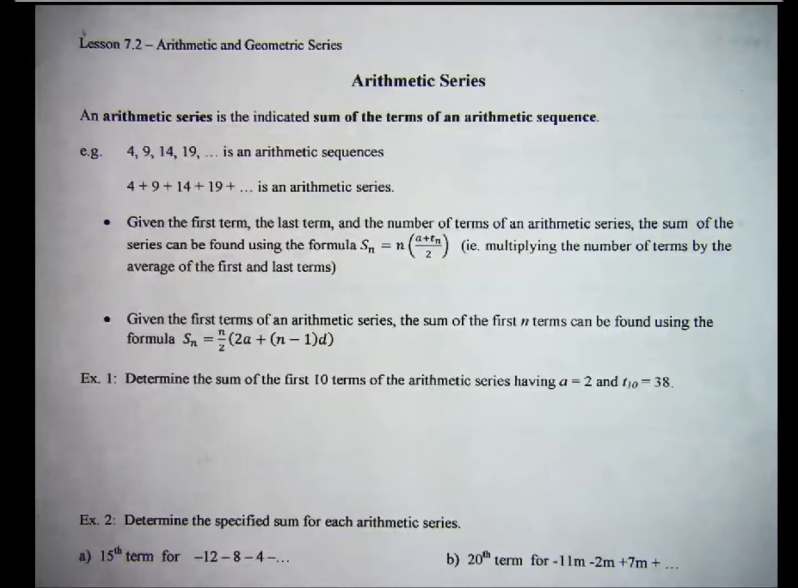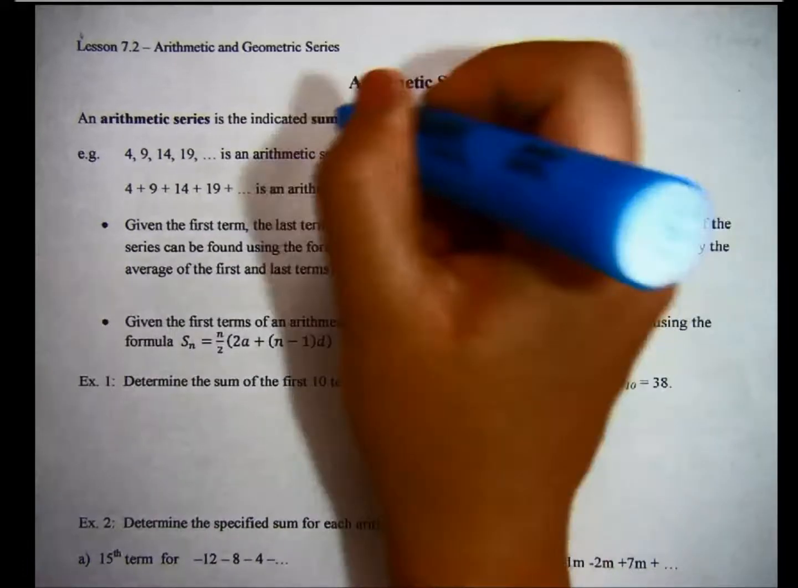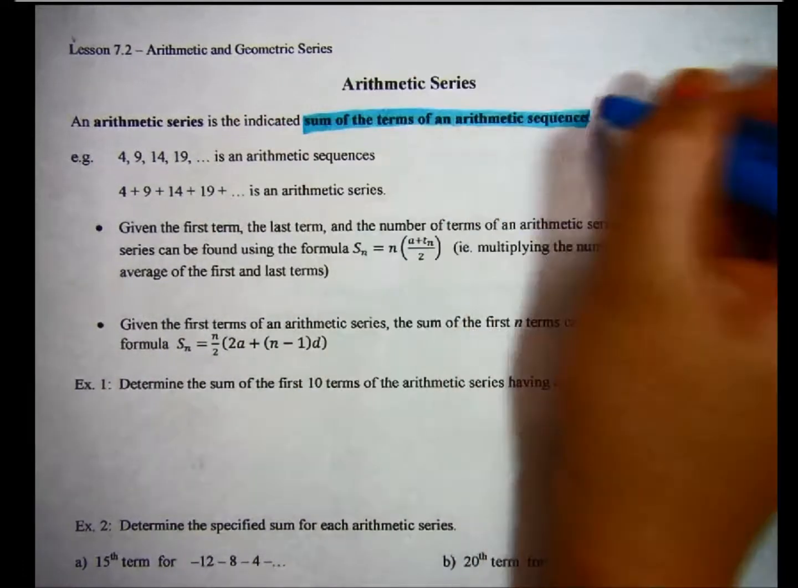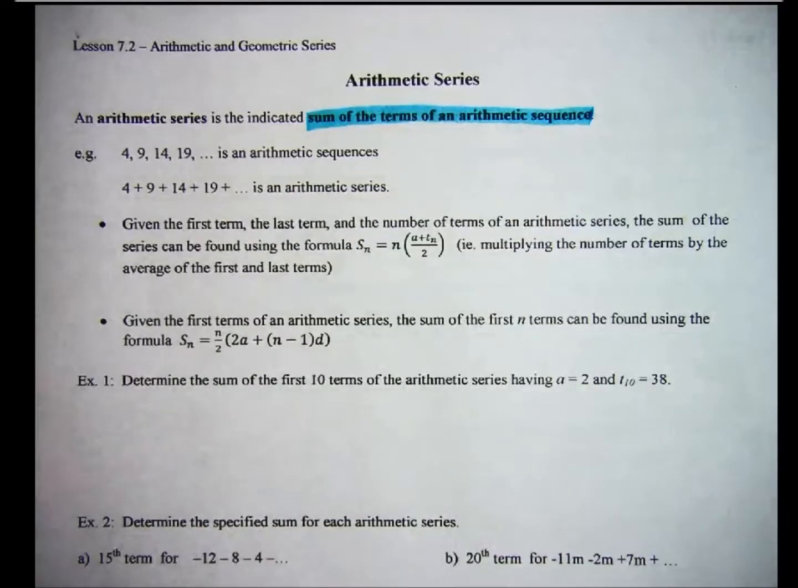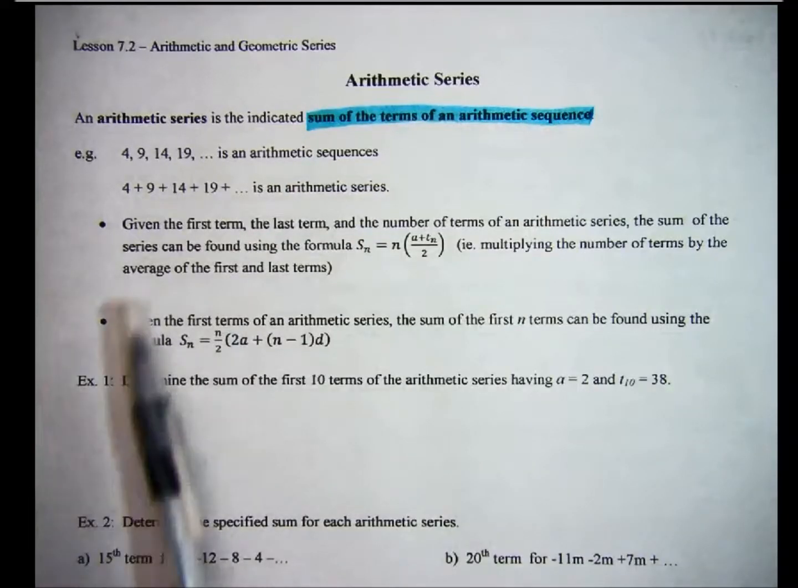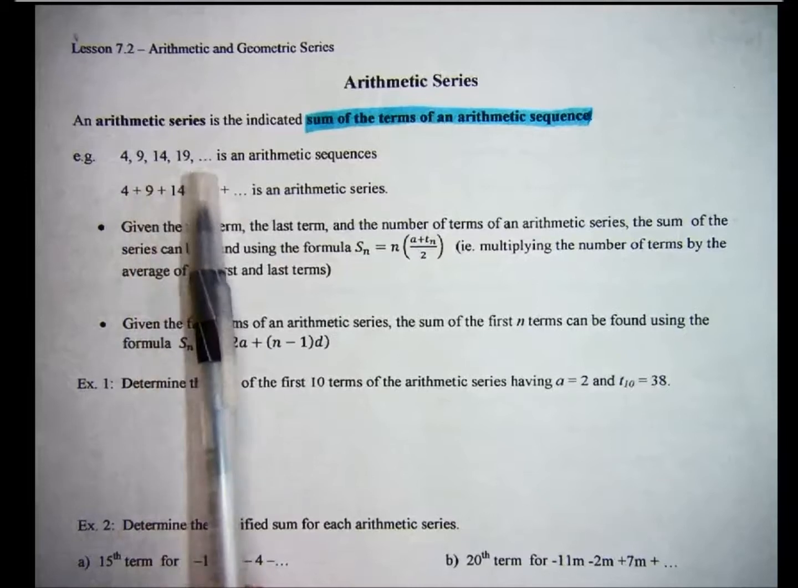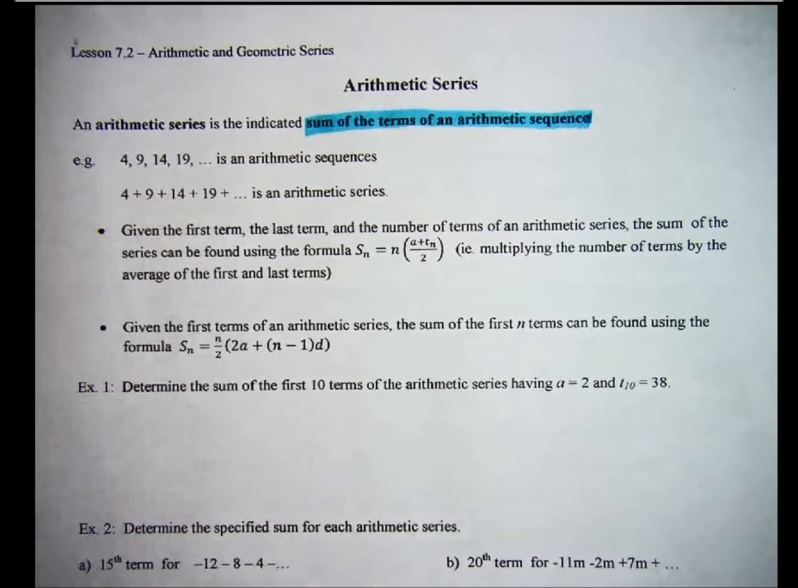Today's lesson is all about arithmetic and geometric series. An arithmetic series is the indicated sum of the terms of an arithmetic sequence. So I've given you two examples here, 4, 9, 14, 19. The commas separate the terms, so you know that this is an arithmetic sequence.